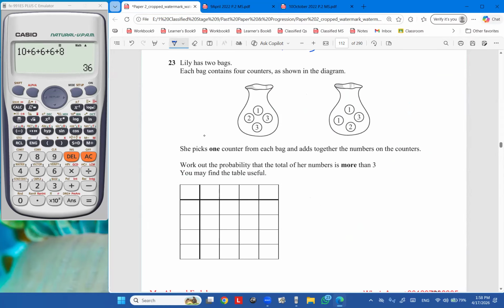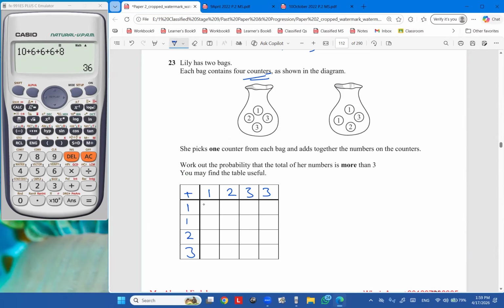Lily has 2 bags. Each bag contains 4 counters, as shown in the diagram. She picks 1 counter from each bag and adds together the numbers on the counters. Work out the probability that the total of her numbers is more than 3. Well, she said that she picks one counter from each bag and she adds them up. The first bag over here, I have 1, 2, 3, 3. While the other bag, 1, 1, 2, 3.